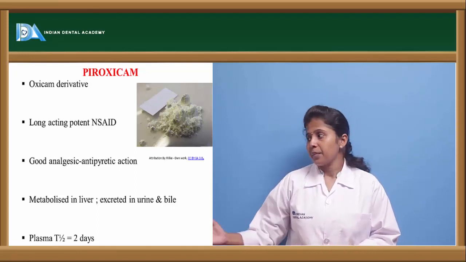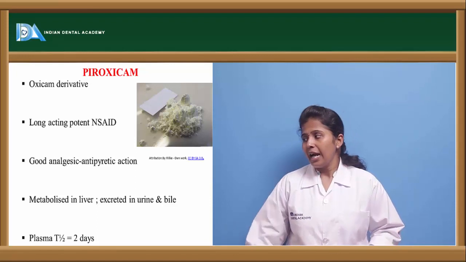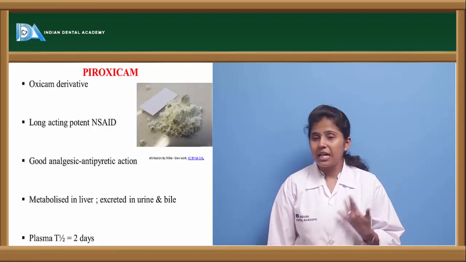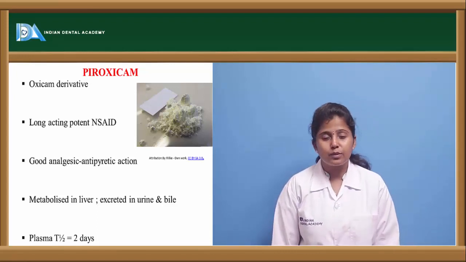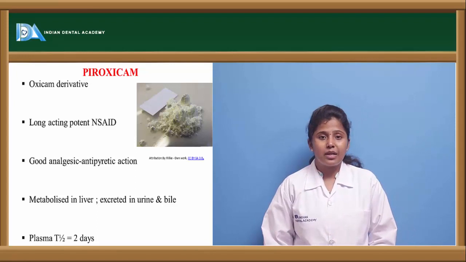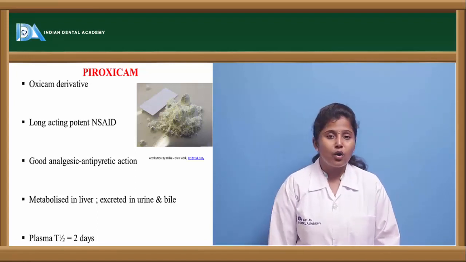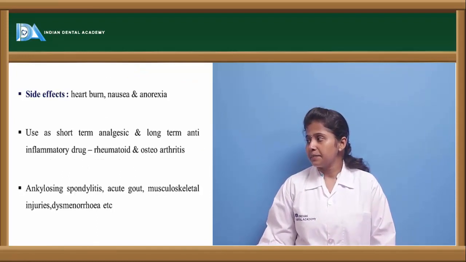And it is showing a good analgesic as well as antipyretic effect, and it is metabolized in the liver. So the metabolism of this Piroxicam occurs in the liver, and it is excreted in the urine as well as bile. So in the bile as well as urine in the form of salts, it is excreted, and the plasma T half of this drug is about 2 days, that is 48 hours.